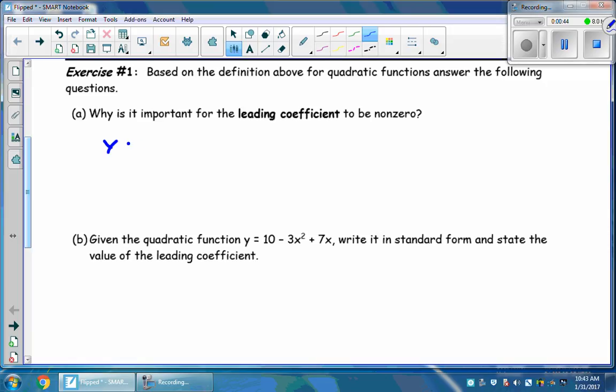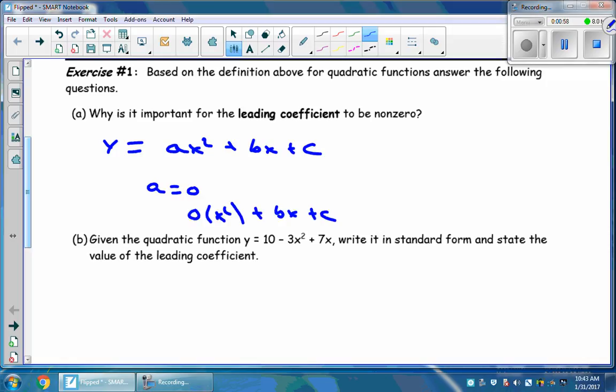If you take a look at what a quadratic is, it's y equals ax squared plus bx plus c. If for some reason you had that a was equal to 0, that means that you would have 0 times x squared plus bx plus c. And we should know that if we simplified that, x squared times 0 is going to be 0, that it would no longer be a second degree polynomial function. The exponent of 2 would go away, and what we'd be left with would be linear.